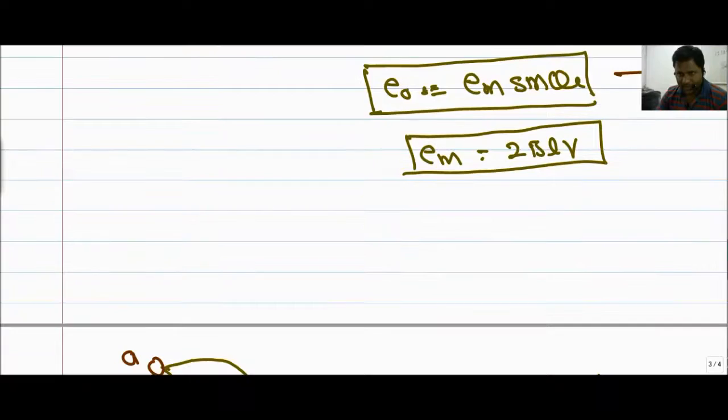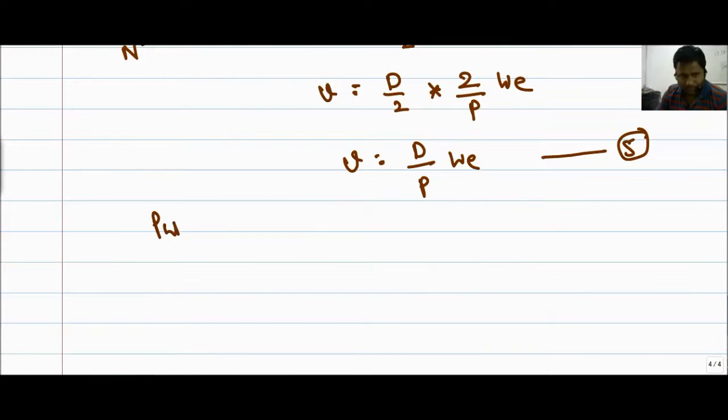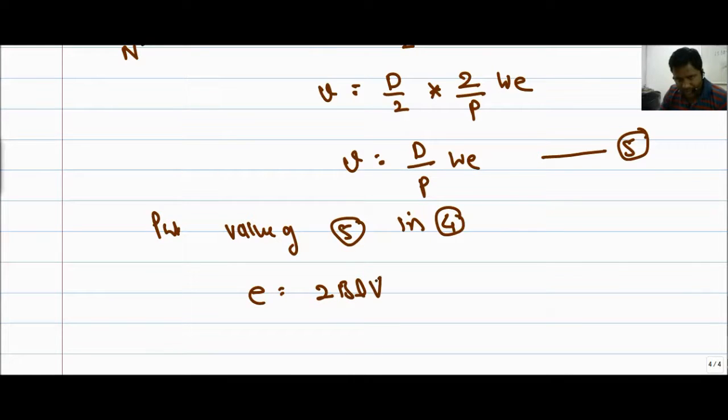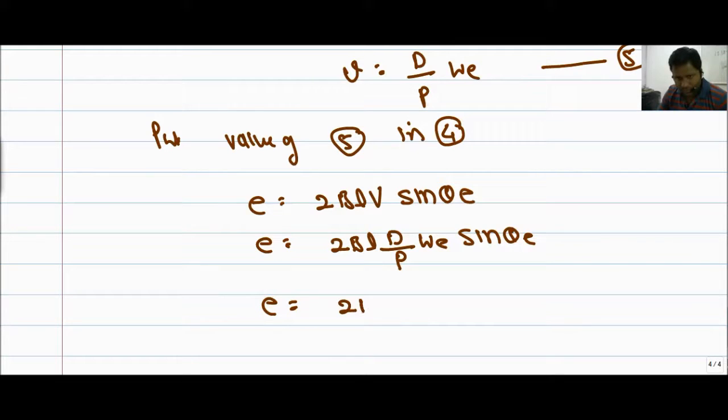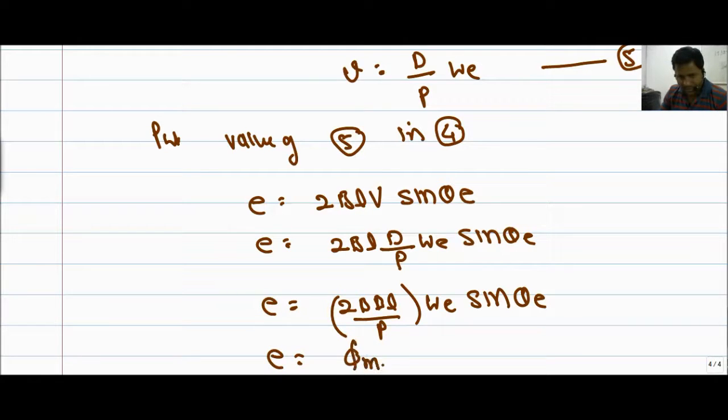Now put this value in equation number 4. Putting equation 5 in equation 4, E equals 2 BLV sin theta e, equals 2 BL D by P omega e sin theta e, equals 2 BLD upon P omega e sin theta e, equals this is flux phi, omega e sin theta e.